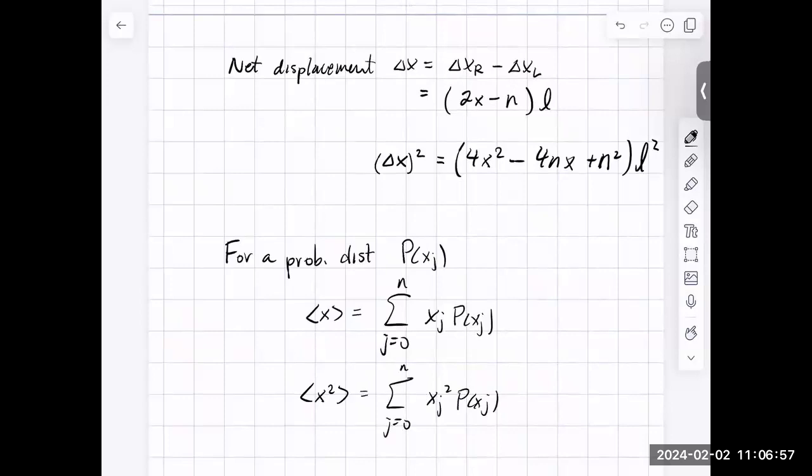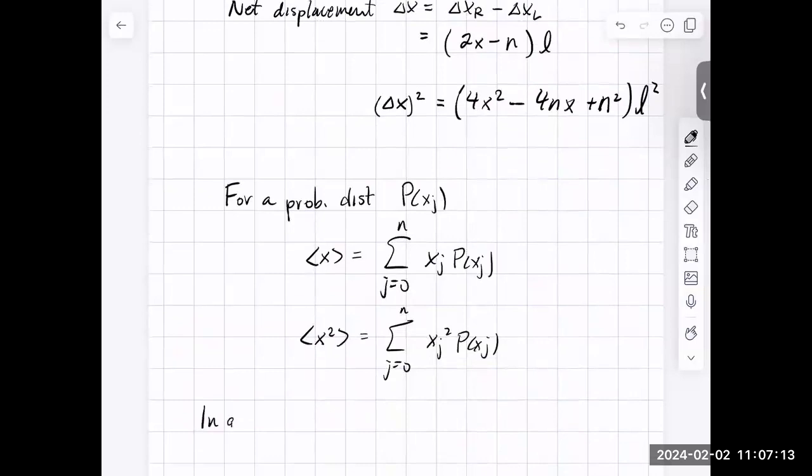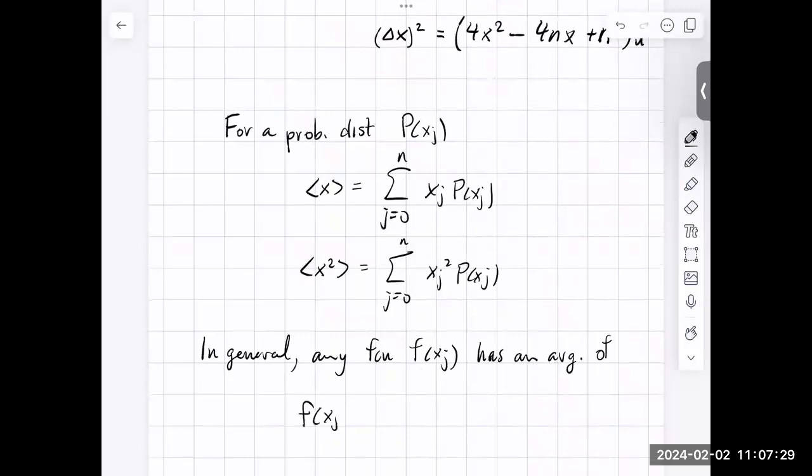And we could continue this. In fact, we could write any function of xj has an average value of that function times the probability and then evaluate the sum. So in general, any function f of xj averaged would be the sum, okay, let me just say the average of f of x would be the sum j equals 0 to n of f of xj times P of xj. This makes sense, right? Like our function could be x squared, and then we're just gonna get this x squared relationship.